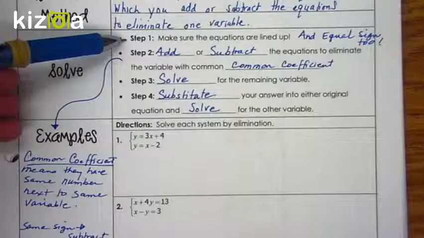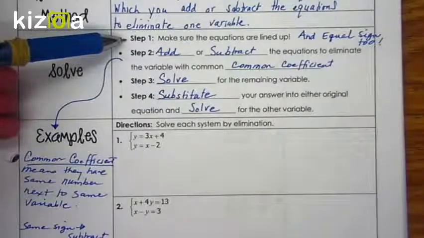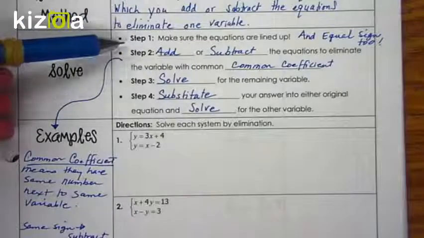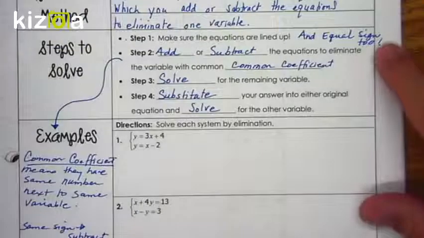Step number one is probably one of the most important things you have to do. You have to make sure that the equations are lined up, meaning the x's, the y's, and the constants are lined up directly on top of each other. You stack the equations on top of each other. Also, make sure your equal signs are lined up too.